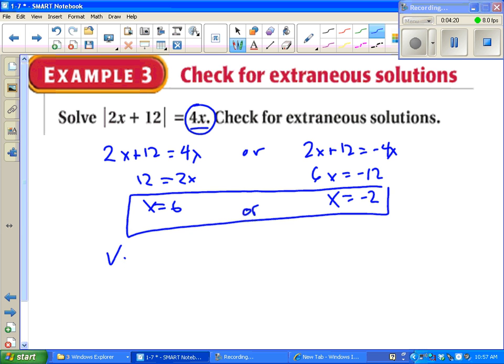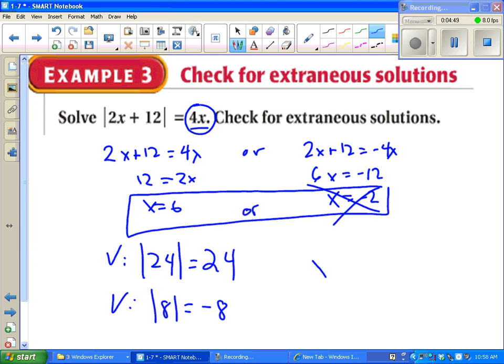But we'll check both answers for extraneous solutions. First, I'll try the 6. 2 times 6 is 12, plus 12 is 24. Plug 6 into the other side. 4 times 6 is 24. So 6 was okay. Plug in the negative 2. 2 times negative 2 is negative 4, plus 12 is positive 8. 4 times negative 2 is negative 8. Absolute value never equals a negative, so that's bad. That's extraneous, so the only real answer is x equals 6.